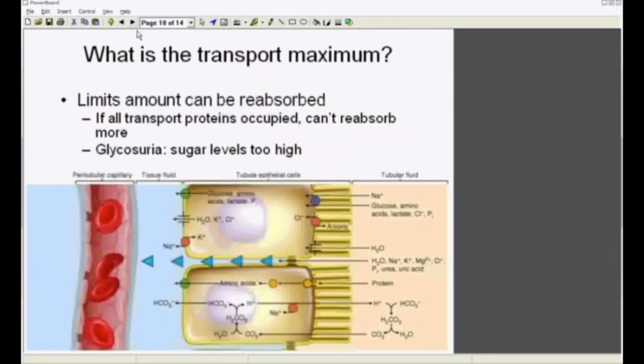Now remember that this process of transporting things back into the blood has an upper limit, that the proteins that are being used to actively pump things, such as the sodium-potassium pump to pump sodium into the blood, can only do that so many times per minute. That's called the transport maximum.